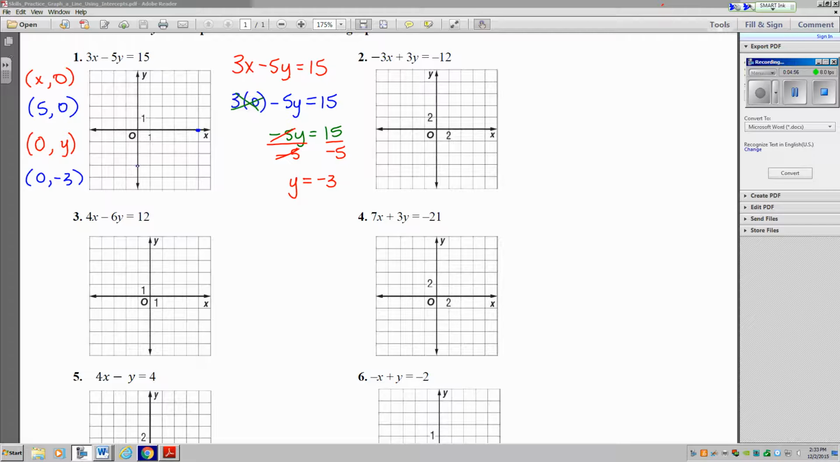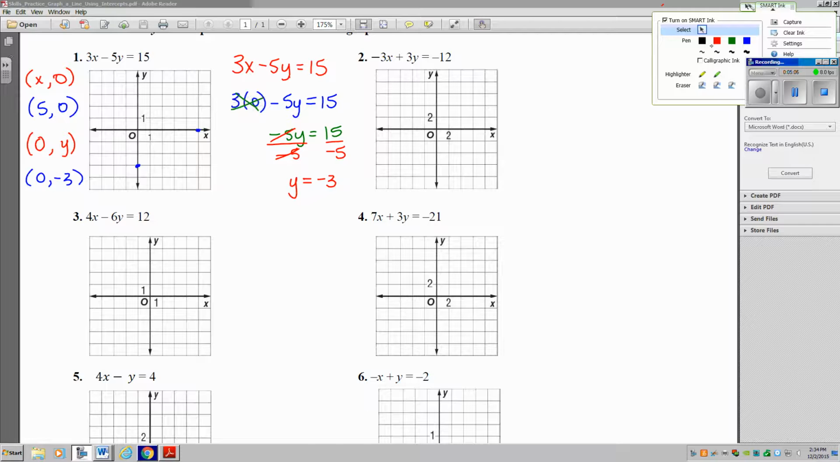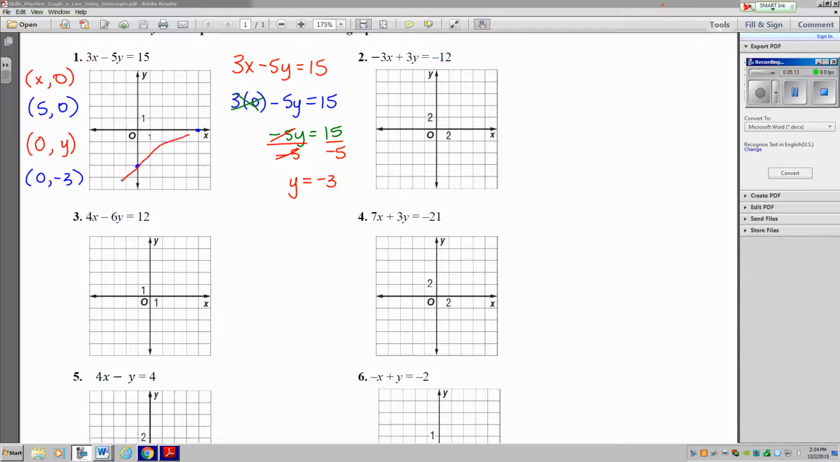Okay, so let's see if I can actually use my line tool here. I don't actually know how to use the line tool. Nope, that's just drawing. I was trying to use a line tool, but now we're going to connect the line. So there's my line. Okay, so that being said, once you have the 2 points on the x-axis and the y-axis, you can connect the lines. Okay, so that's that one.